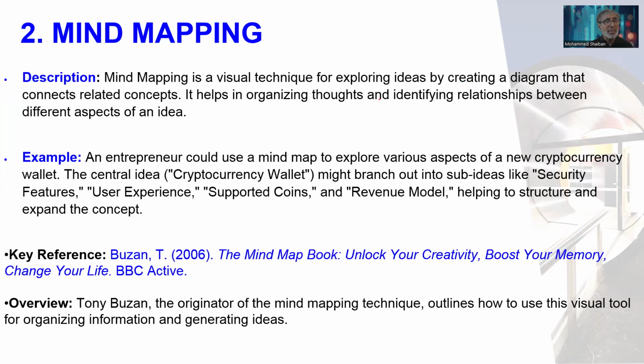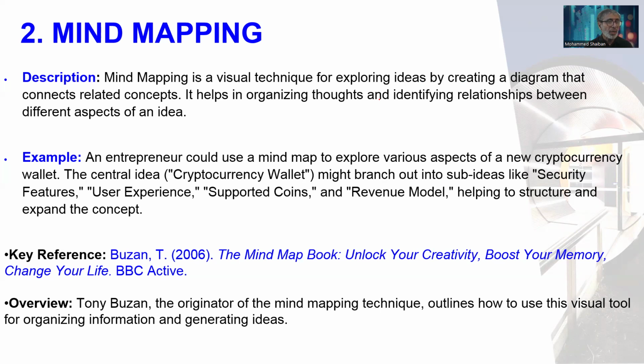Number 2 is mind mapping. Now, mind mapping is a visual technique for exploring ideas by creating a diagram that connects related concepts. So you will put all those nodes of ideas, for example, for the solution of the problem you're working on. This is in the ideation stage. You will find all of those, and then you start to combine the ideas. It helps in organizing thoughts and identifying relationships between different aspects of an idea.